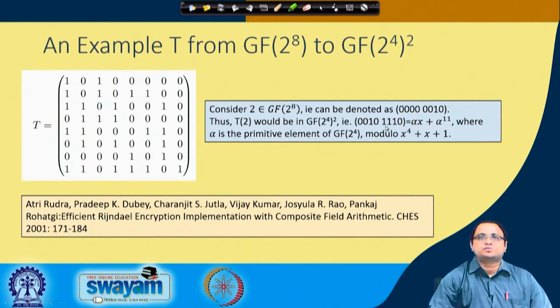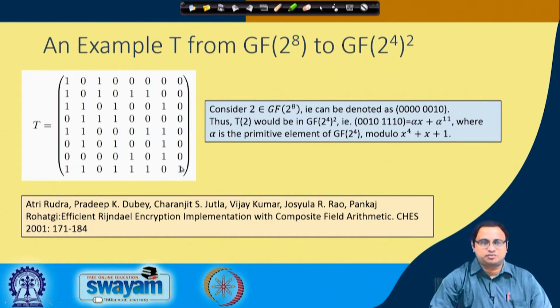Likewise, this value 1 1 1 0. I leave it as an exercise to verify that if you take alpha, raise it to the power of 11 and take modulo x^4 + x + 1, which is an irreducible polynomial in GF(2^4), then you will get alpha^11. And this alpha^11 stands for this vector, that is, in the field GF(2^4), this is x^3 + x^2 + x. So, in a compact way, you can denote them as alpha x + alpha^11.